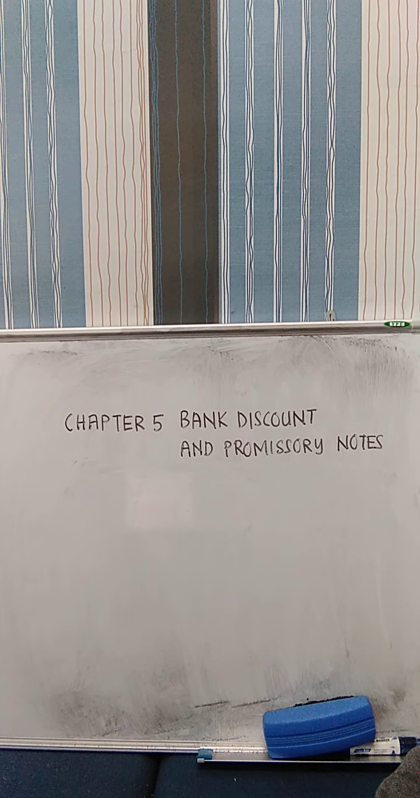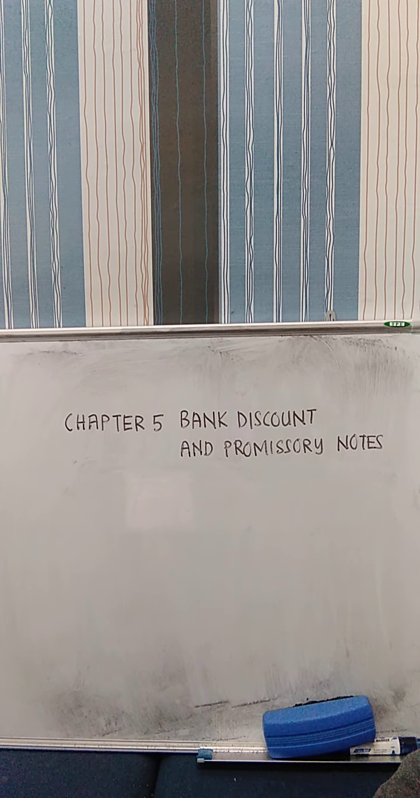Term number three is date of the note. Date of the note is the date on which the note is made. For example, we sign the note today. Example, today is 5 September, for example 5 September 2020. This is the date of the note.